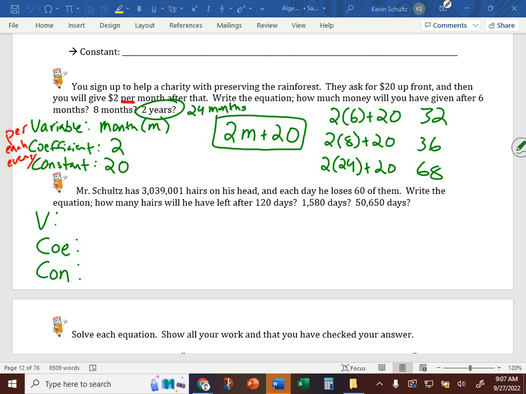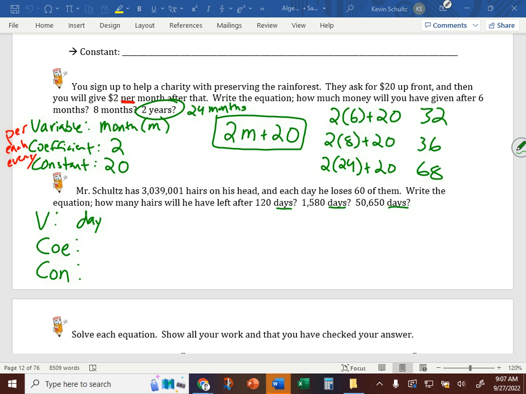Mr. Anderson? Okay, Paisley? Yes, the variable would be day. Okay? One place to look for the variable is what you're being asked to find, right? 120 days, 1,580 days, 50,000 days, right? Whatever is changing, whatever you're being asked to find, good place to look for the variable.